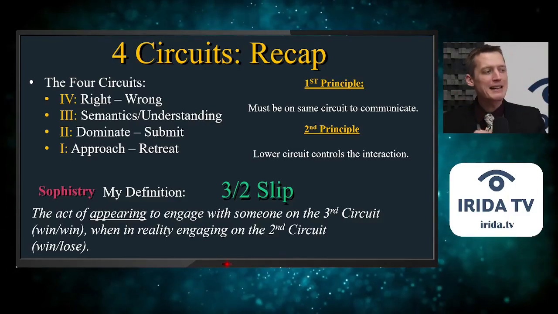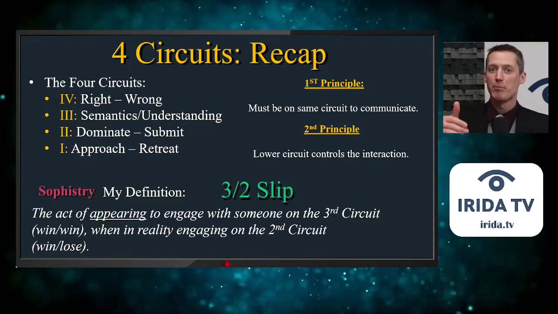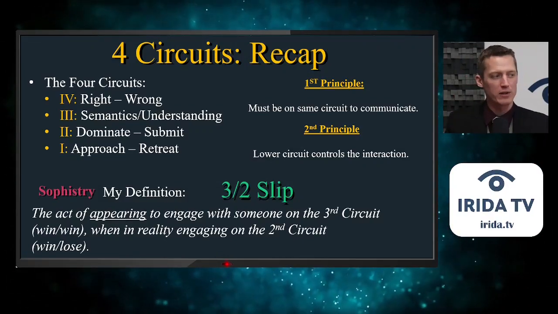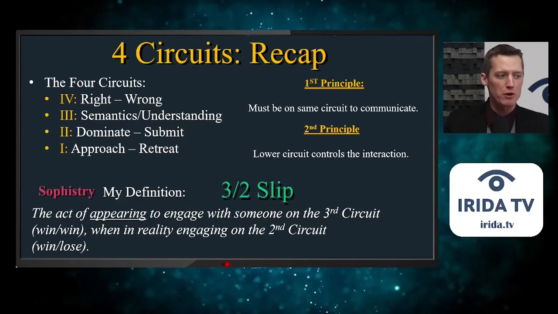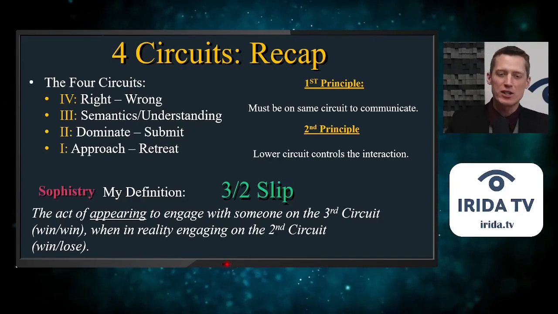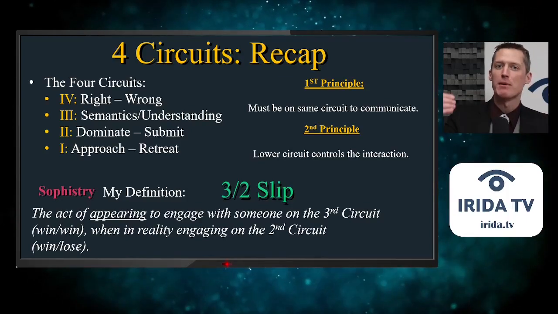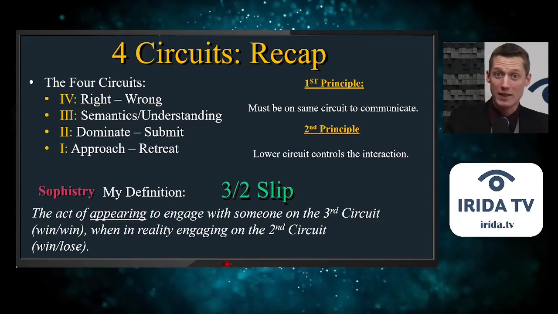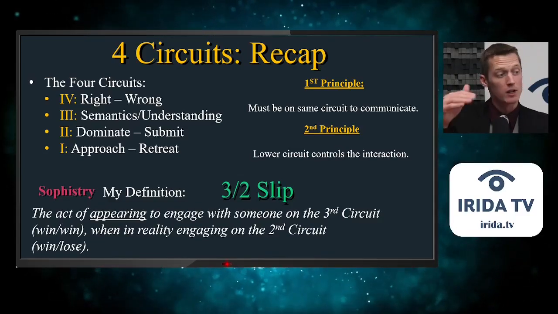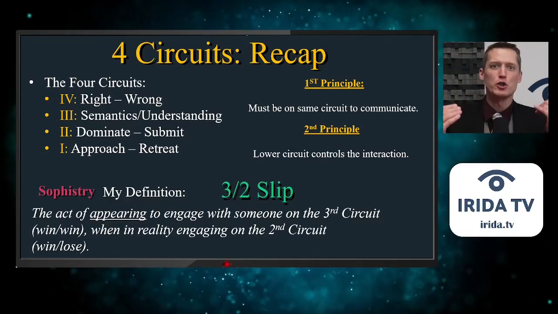Now, my definition of sophistry, as I have put it in the framework of these 4 circuits, is the act of appearing to engage with someone on the 3rd circuit when in reality engaging them on the 2nd circuit. And remember, the 3rd circuit is where win-win can happen. The 2nd circuit is win-lose, dominate, submit. So essentially, it's a trick.